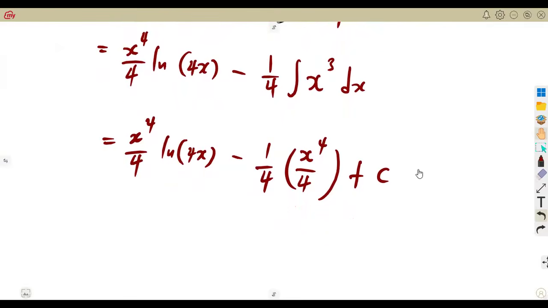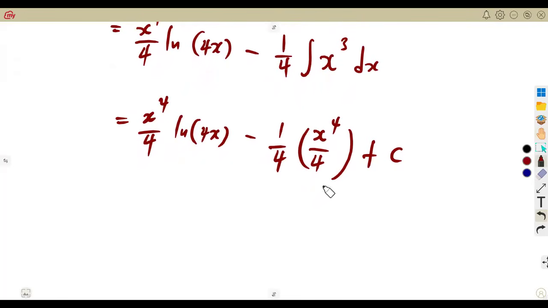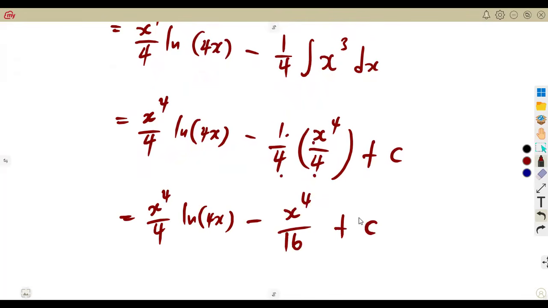So this is what you have. You can even leave your answer like this. You can even expand if you want. That is x to the exponent of 4 over 4, the ln of 4x. So expanding this, 1 times x to the exponent of 4, that's 4 over 4 times 4, which is 16, plus the constant of integration. So you can actually have your answer that way in your simplification.